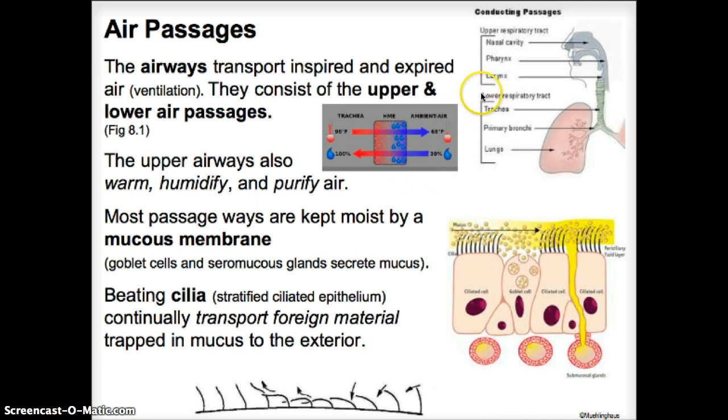Up here we can see an overview of the upper respiratory tract and then the lower respiratory tract. So we are now in the upper respiratory tract. We're going to continue with the nasal cavity, pharynx, and larynx, and then make our way down until we reach the lungs, where we have the gas exchange. So this all at this point is part of the conducting zone.